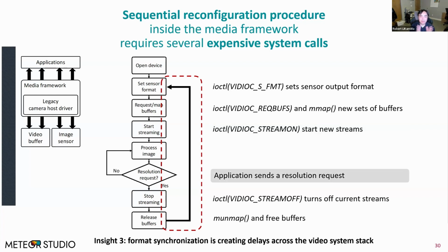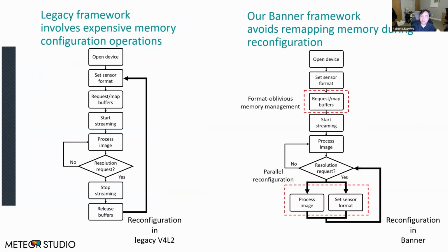So what we're finding is it's format synchronization of those buffers. That's why it's deciding to unmap and remap: it needs to create new memory so that it can synchronize the format for the video system stack. Well, why not avoid that process? And the answer is yes, we can actually avoid the unmap and remap operation. So instead of the legacy framework that we see on the left there, we move to our framework, which we call Banner, and it avoids that remapping of memory during reconfiguration.